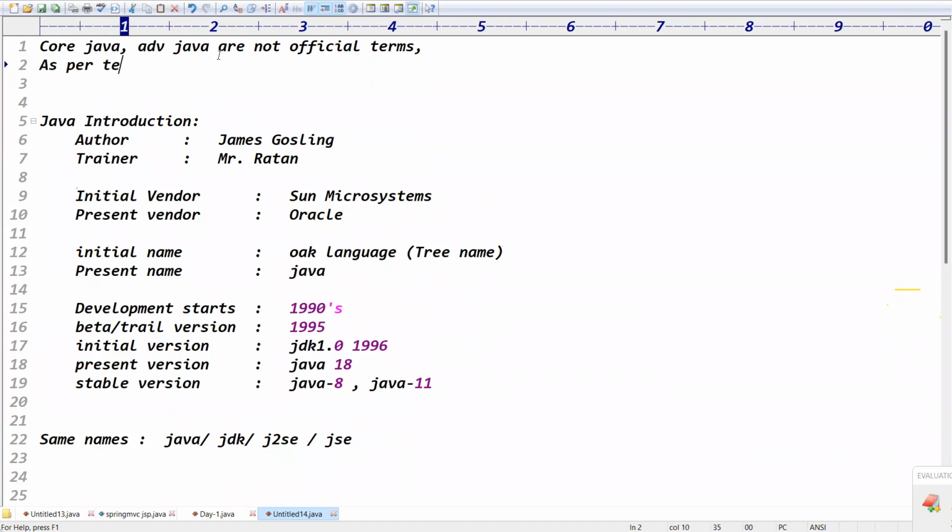Because as per the Sun Microsystems standards, as per the Sun, please mute everyone.